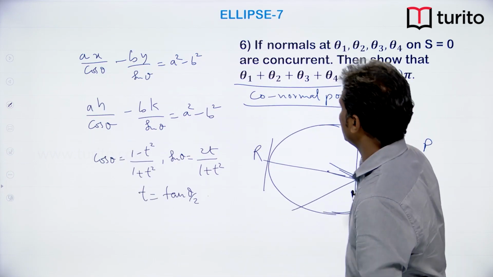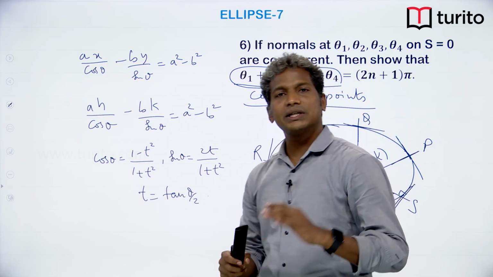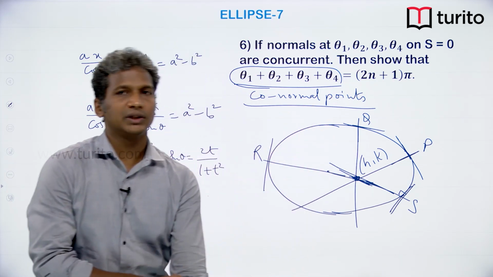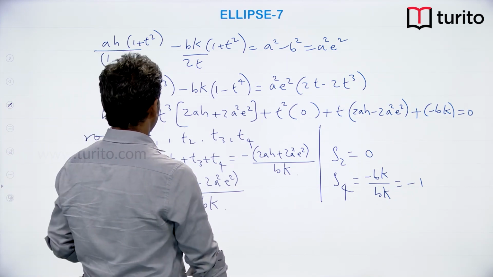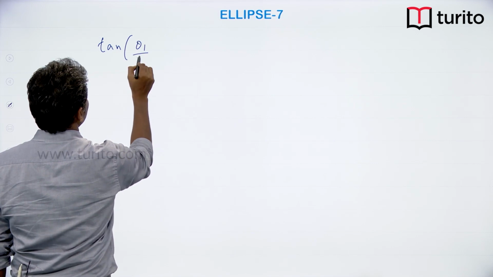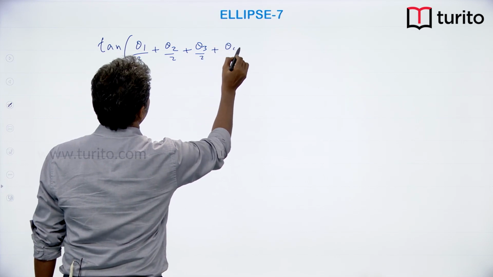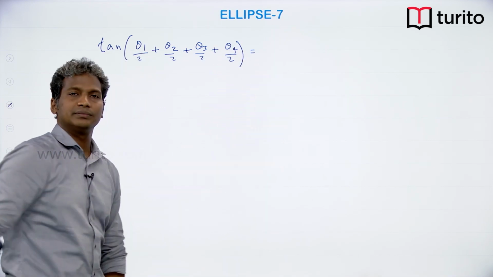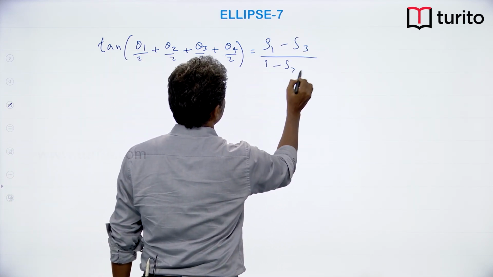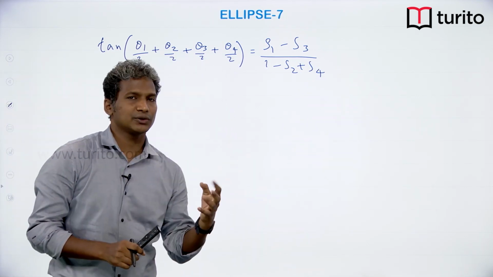Because we are interested in deriving a formula for the sum of all these 4 values. So that means I am interested in applying tan of A plus B plus C plus D. You know that formula, you have learned it in trigonometry. So we can do it like this. Tan of, let us say I have taken theta 1 by 2, theta 2 by 2, theta 3 by 2, theta 4 by 2. This is going to be S1 minus S3 by 1 minus S2 plus S4. This is the standard formula for the sum of 4 angles in trigonometry.